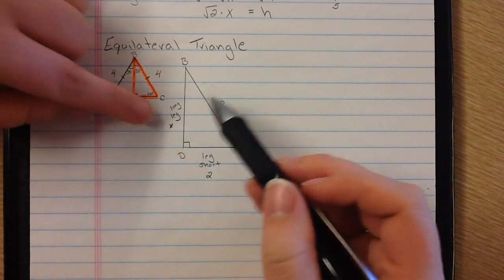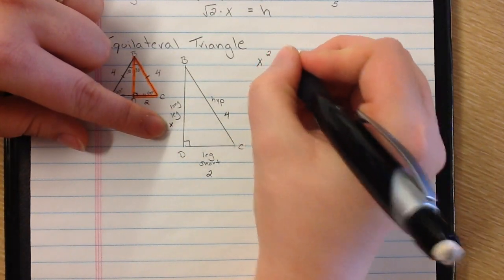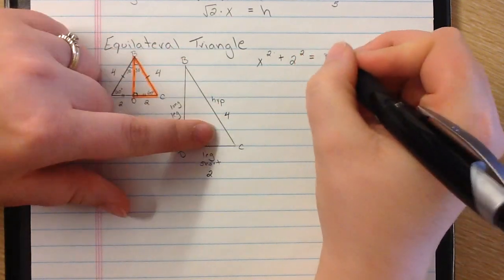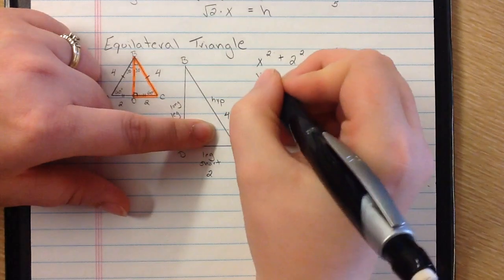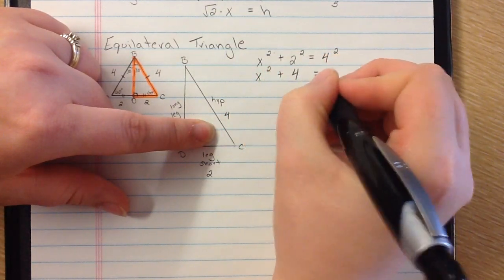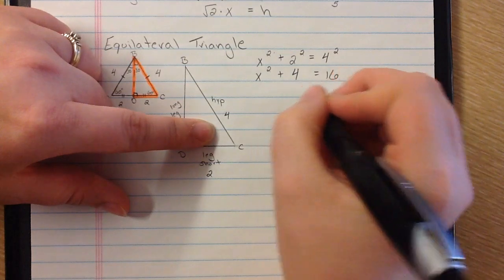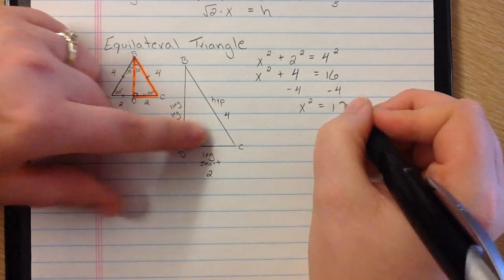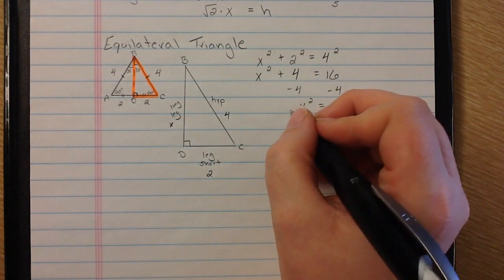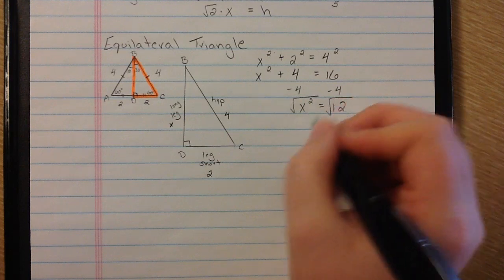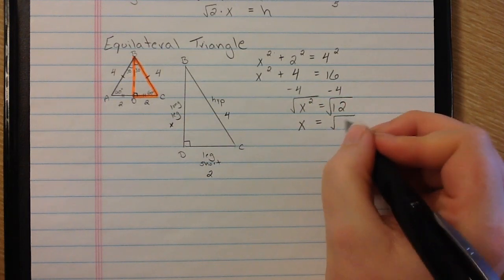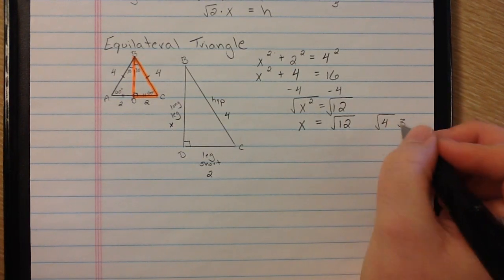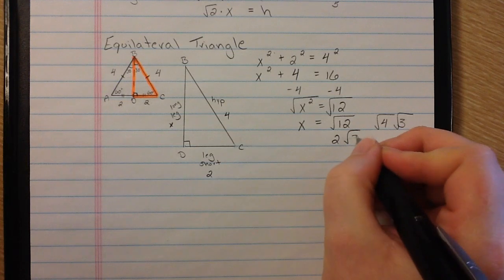So I can use the Pythagorean theorem here. A squared, so x squared, plus 2 squared equals 4 squared. So x squared plus 2 squared, which is 4, equals 16. Subtract the 4 from both sides. x squared is going to equal 12. And then we need to square root both sides. So x is going to be equal to the square root of 12, which 12 divides up into 4 times 3. So square root of 4, square root of 3. So 2 square root of 3.